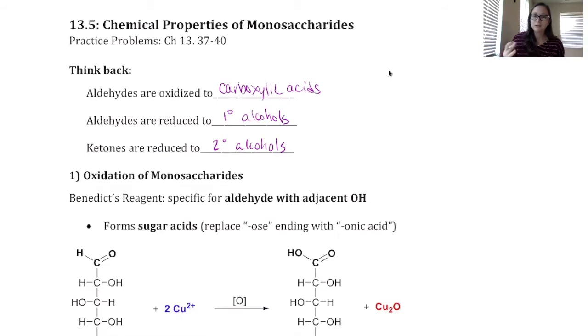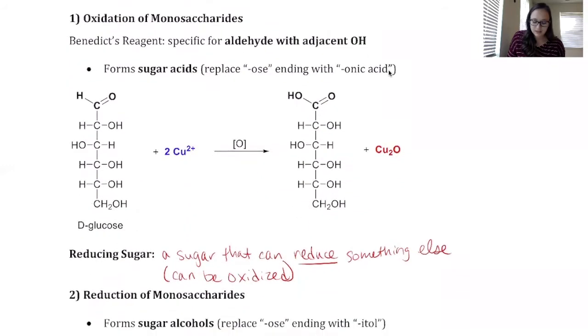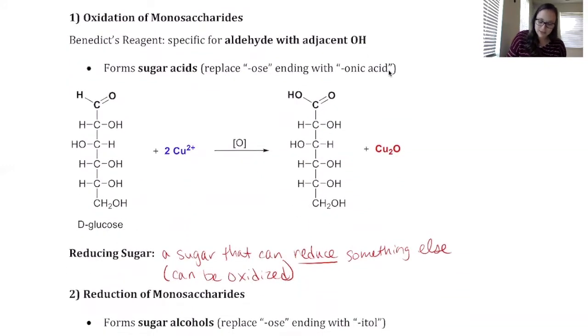Knowing those foundations of those reactions that we learned back in chapter 12, and remembering those reactions, is going to help us understand what happens in the monosaccharides as well, in these sugars. So the first reaction we're going to learn is the oxidation of monosaccharides.